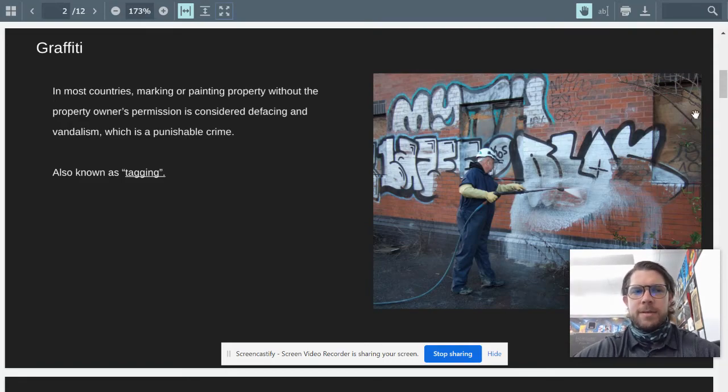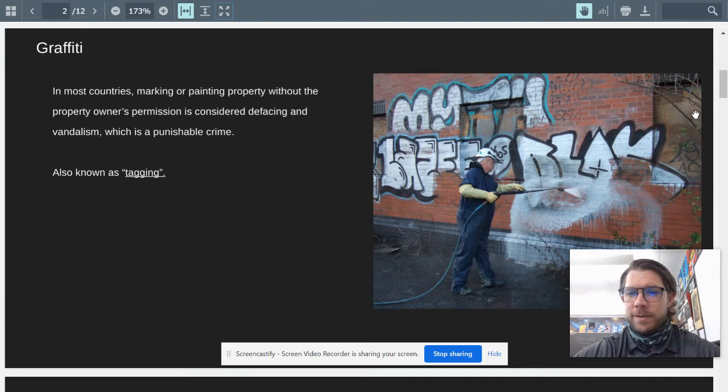And it's understandable that it has a bad rap, but just kind of make this clear. So graffiti in most countries, mark making or painting without the property owner's permission is considered defacing and vandalism, which is a punishable crime. Okay, so that's a pretty big deal.